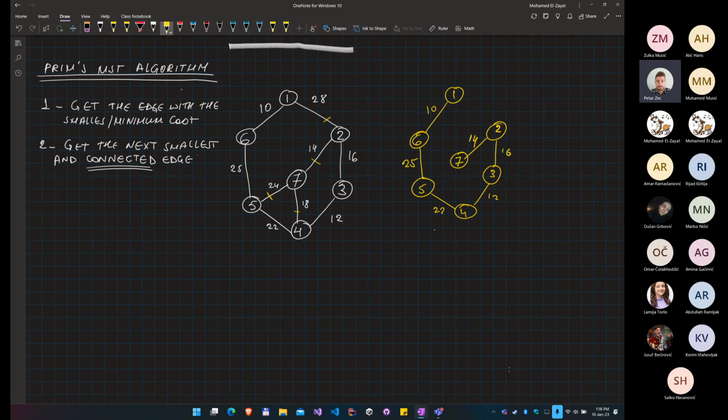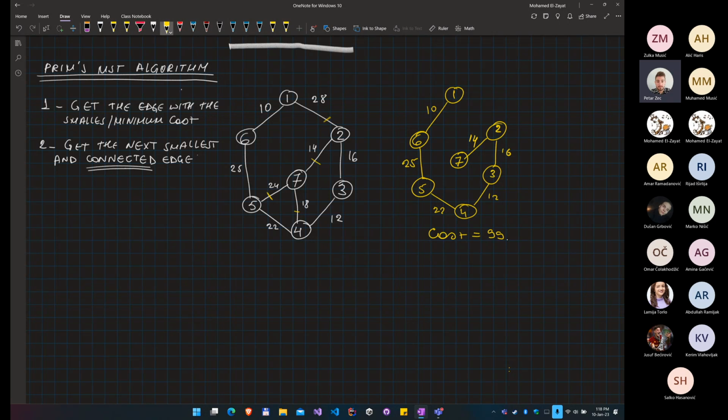So what is the cost? The cost of this is going to equal 10 plus 25 plus 22 plus 12 plus 16 plus 14, which is going to be 99. And this is Prim's. This is it.